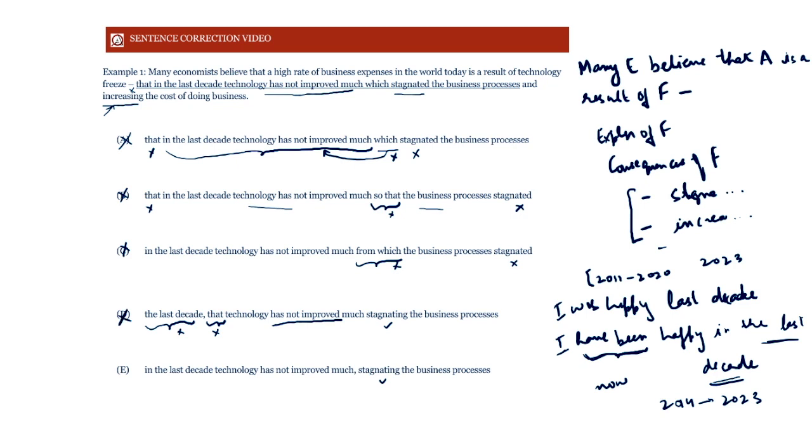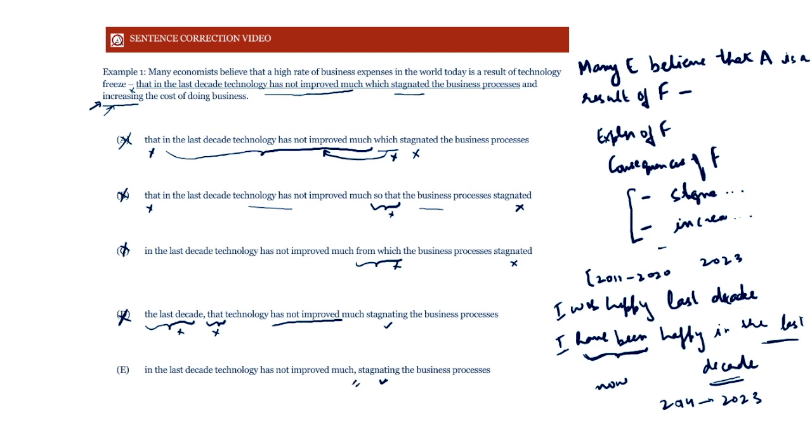Now E, in the last decade, technology has not improved much, stagnating the business process. So I like this. Stagnating is the present participle, and we have used the present participle increasing in the non-underlined part. So it all adds up. These are two equal elements. And anyway, we know that GMAT really likes to use a present participle at the end of the clause with a comma to give us a consequence. And we do have a comma also over here. So it all adds up.